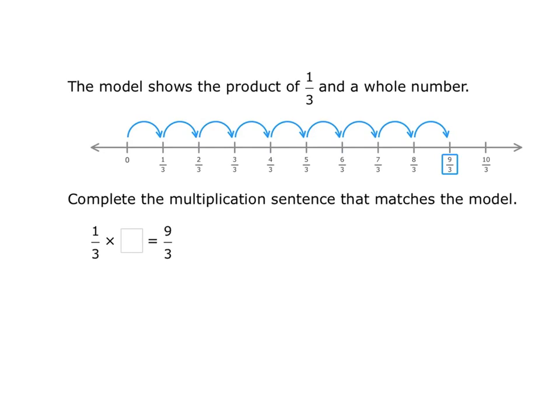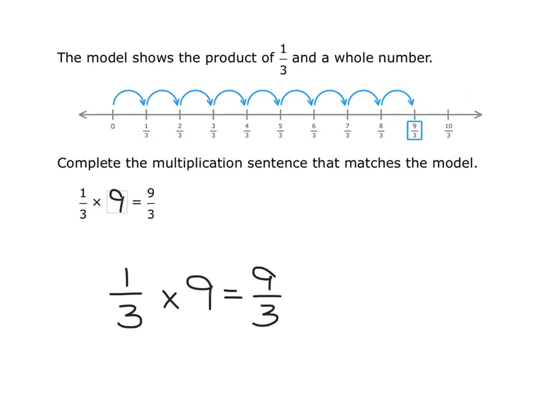The model shows the product of 1/3 and a whole number. In this question, we have to find what is the whole number that we're counting by. Well, we're counting by 1/3, but how many times are we counting by 1/3? So when we get to our total, we'll see we land on 9/3, but I actually counted a total of 9 times. 1/3 times 9 equals 9/3. Another strategy you might consider is we know we have thirds as a denominator, so we can keep that, and then we multiply 9 times 1, which gives us the numerator 9.